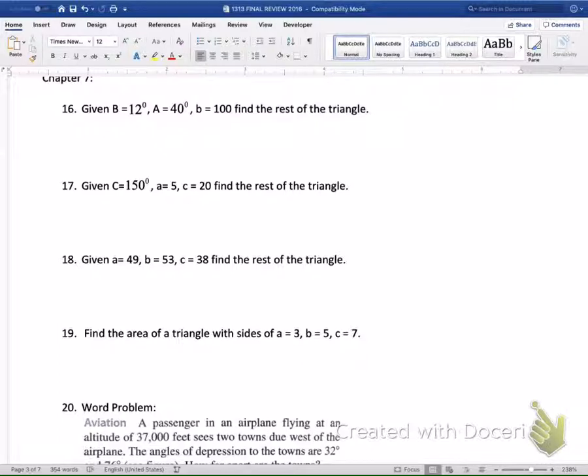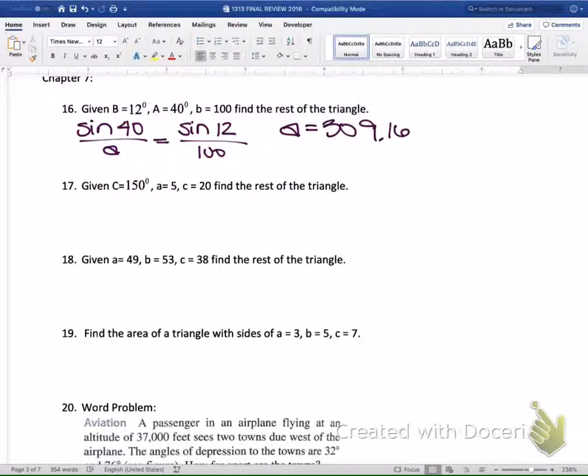So I start out with sine of angle A over our missing side A equals sine of angle B over side B, and I just cross multiply. In this case, 100 times the sine of 40 divided by the sine of 12 gives me side A is about 309.16. What's the next item we can find?